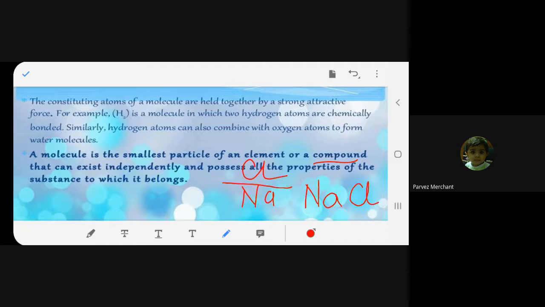So Cl is an element, Na is an element. When both of them combine together, they form a compound that is called NaCl. Now, this is independent. I think you know that. And it has all the properties of chlorine as well as sodium. You understand? So NaCl has got all the properties of sodium as well as chlorine. Is it understandable to all of you? Yes, ma'am.